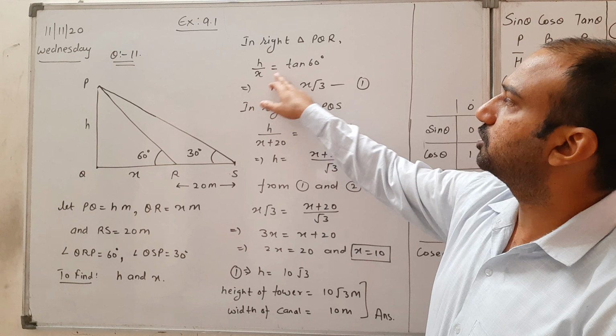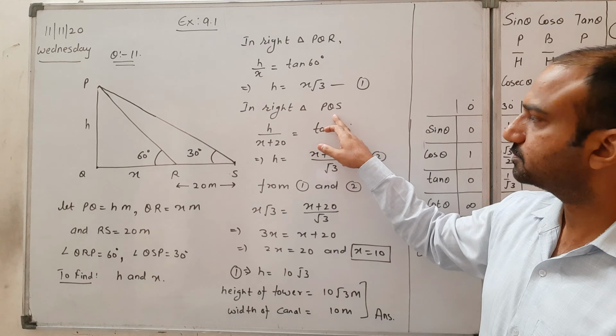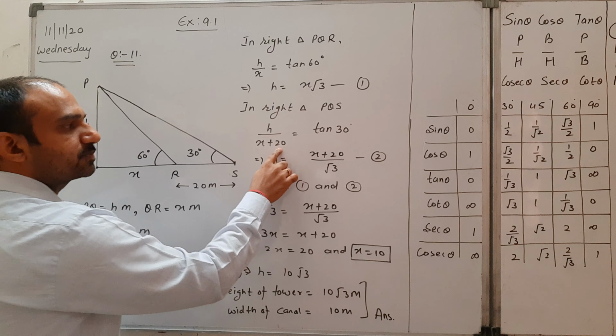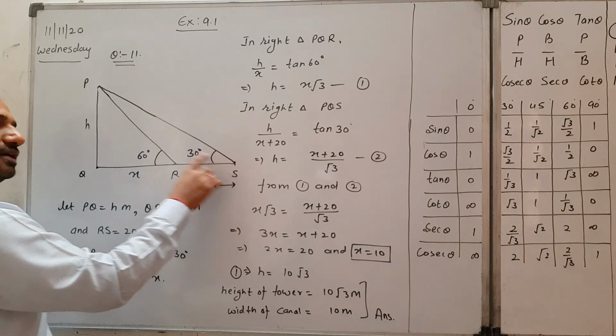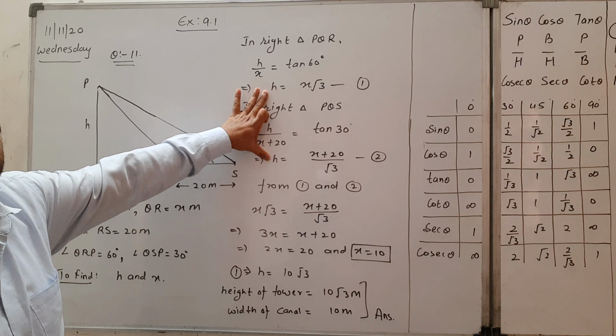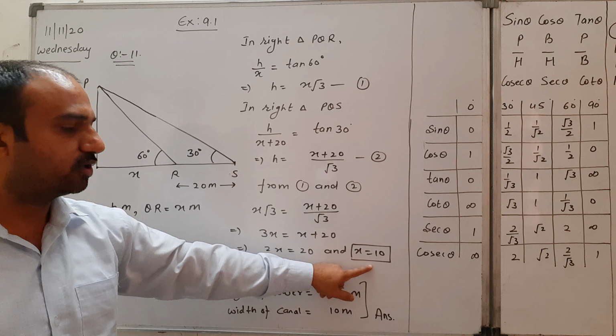And then I have taken the right triangle PQS, the larger one. In triangle PQS, H upon X plus 20. H is the perpendicular and the complete base is now X plus 20. So H upon X plus 20 will be equal to tangent, again perpendicular by base, but this time the angle is 30 degrees, tan 30. Tan 30 is 1 by root 3, and on cross multiplying, H is equal to X plus 20 by root 3, equation number 2. Equating equation number 1 and 2, because we have both values equal to H, the right hand sides are also equal, and after cross multiplying I get X is equal to 10.